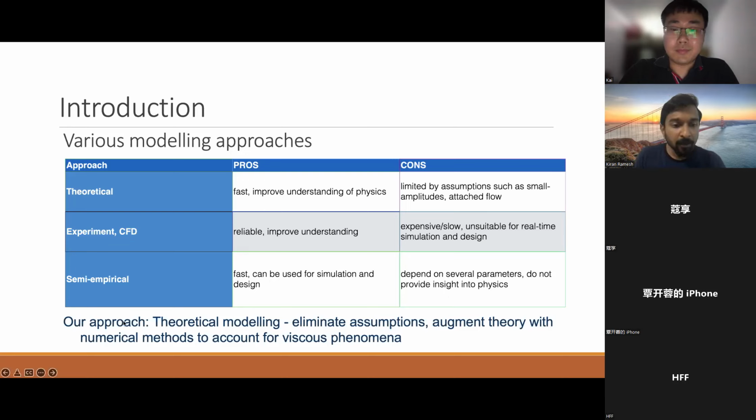So in our group, the method that we follow is we use theoretical modeling and we try to eliminate the assumptions as far as possible. And beyond a point, when theoretical methods don't work anymore, we try to augment the theory with numerical methods to account for viscous effects or viscous phenomena. So we'll talk a little bit more about what exactly this means in the upcoming slides.